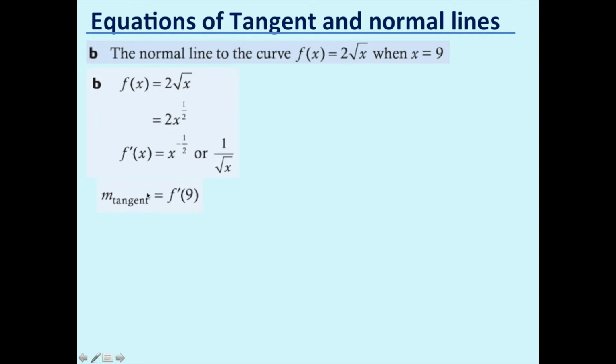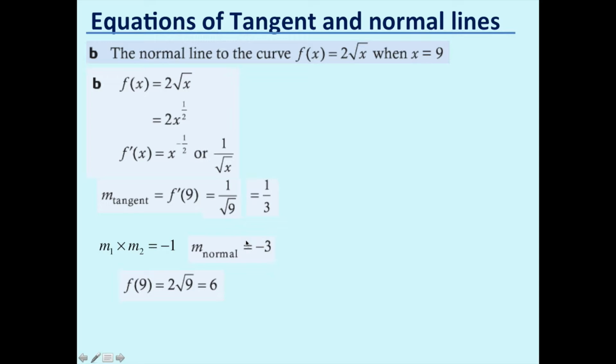Again, to find the gradient of the tangent, we need to find f'(x) when x = 9. So all we're going to do here then is find f'(9), which is going to be 1 over √9, which is the same as 1 over 3. So we've got the tangent, but the normal line is what we've been asked to find. So remember, it's at right angles, it's perpendicular to the tangent, so we're going to use the formula m1 m2 = -1. Conversely, you might want to think about it as the negative reciprocal. However you want to do it, if the gradient of the tangent is 1/3, the gradient of the normal is -3.